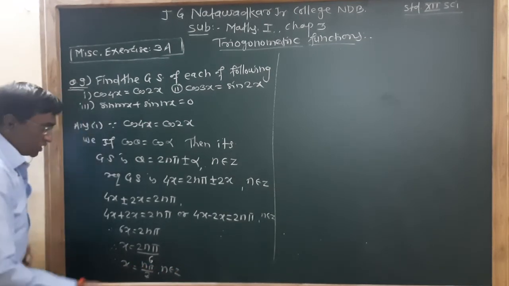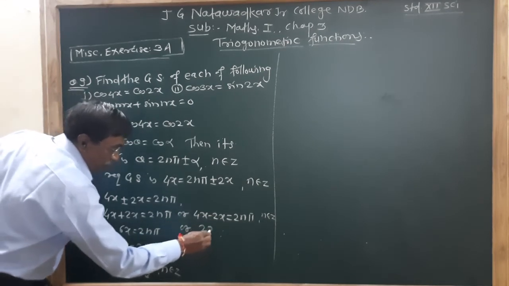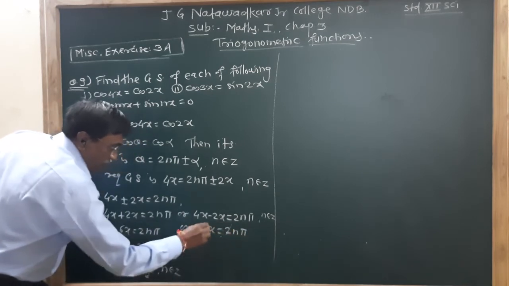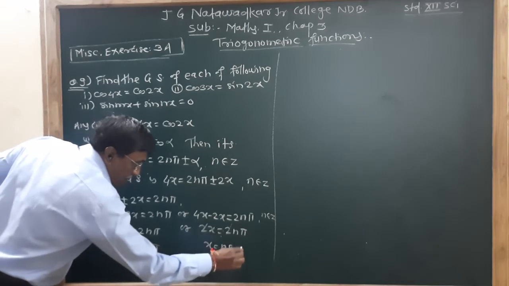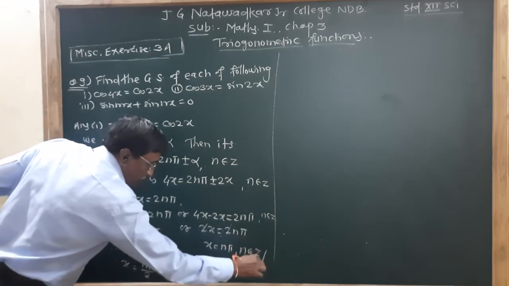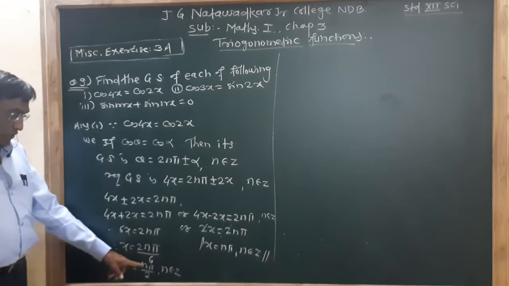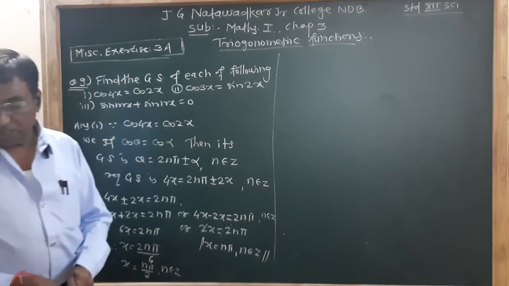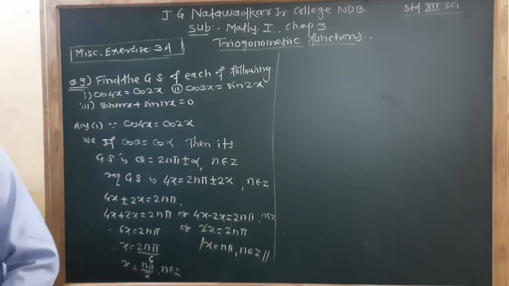This is the first solution. The second solution is 4x minus 2x, that is 2x, is equal to twice n pi. The 2 gets cancelled, so x is equal to n pi, where n belongs to Z. Understood, students? This is the general solution: x is equal to n pi upon 3 or n pi, where n belongs to Z. This is one of the methods.